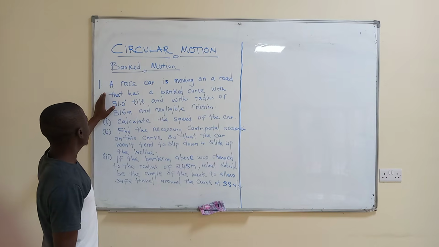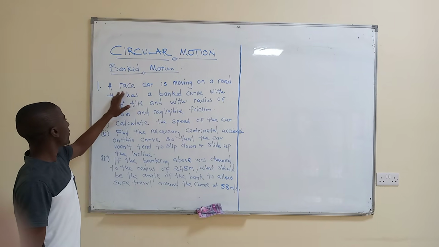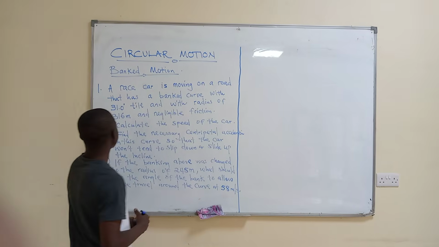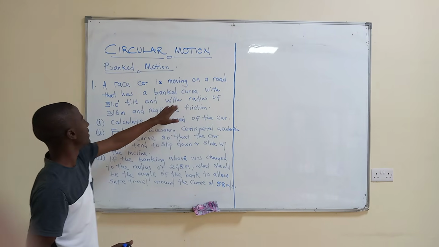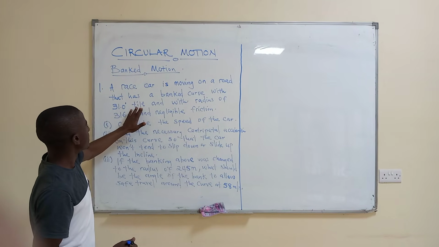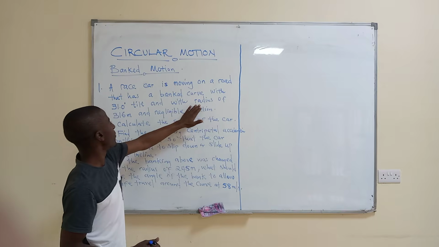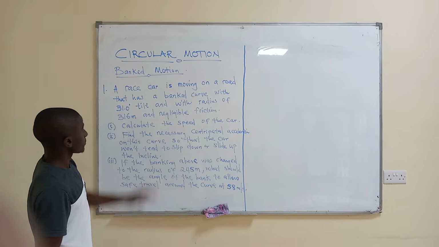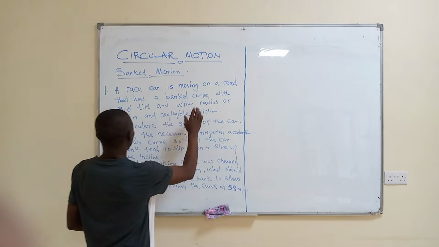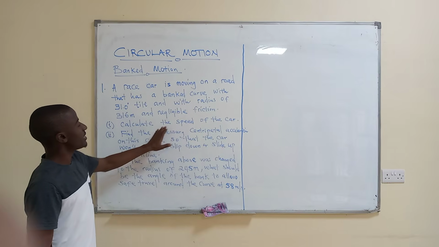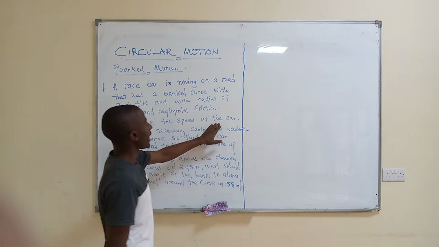So we have the question which is saying a race car is moving on a road that has a banked curve with 31 degrees tilt and with radius of 316 meter and negligible friction. So the first question they are saying, calculate the speed of the car.